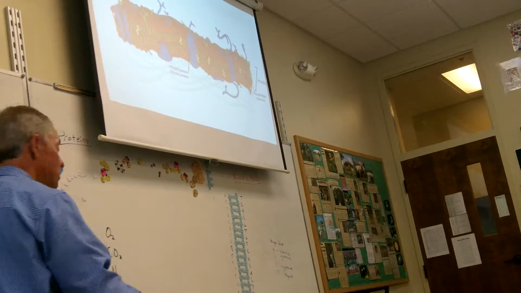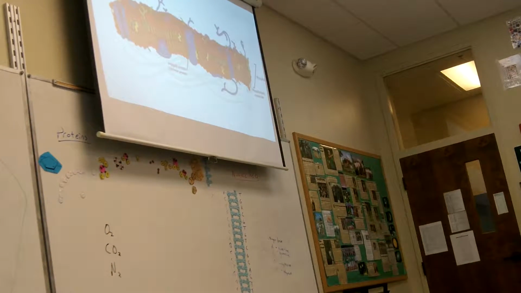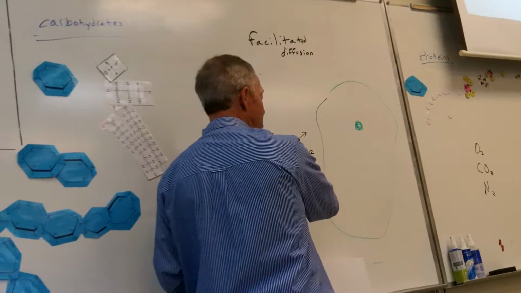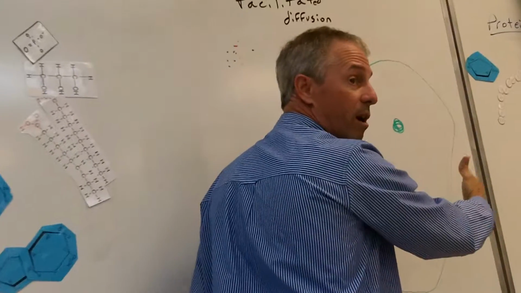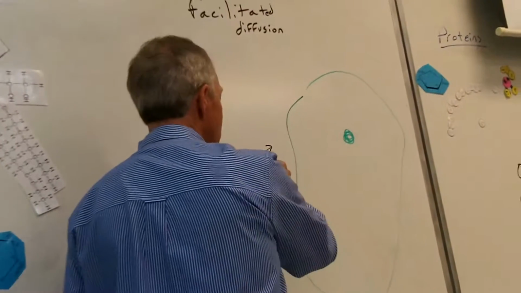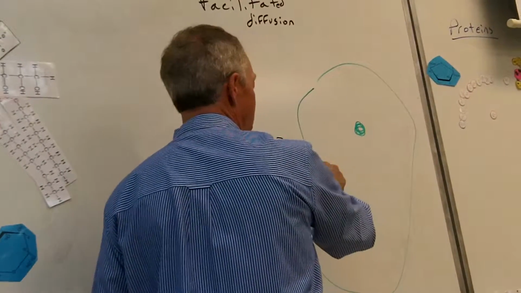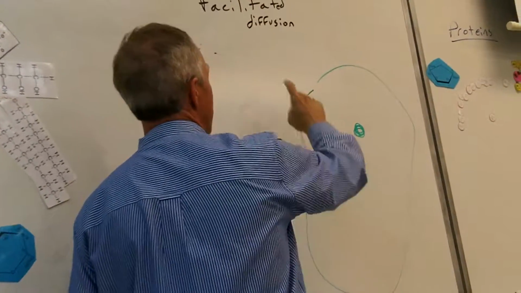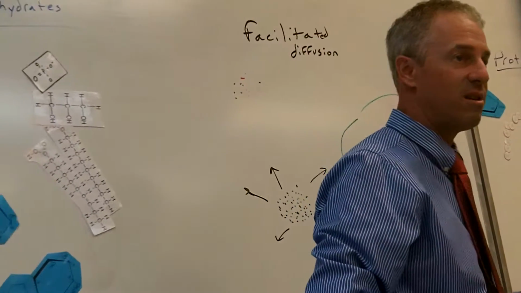So is that when the molecules go through the cell? It depends on what molecule it is. If it's something like oxygen, it can diffuse and go right through the membrane. If it's something like glucose, it has to go through a protein. And then if it goes through a protein, it's called facilitated diffusion.